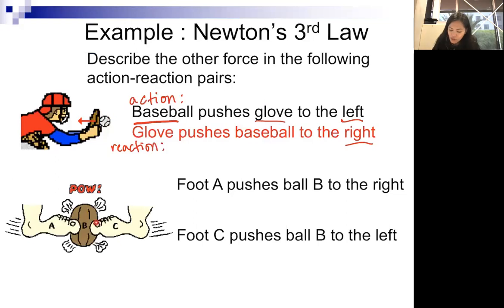For the second case, you have three objects. You have two feet, foot A and foot C, and then you have the ball. So how do we apply Newton's third law of motion if you have more than one object? Remember that the interaction is just between two objects at a time. So you'll have to divide the complex scenario and look at two objects at a time. Here, for example, the first action force is that foot A pushes ball B to the right. What would be the reaction force?